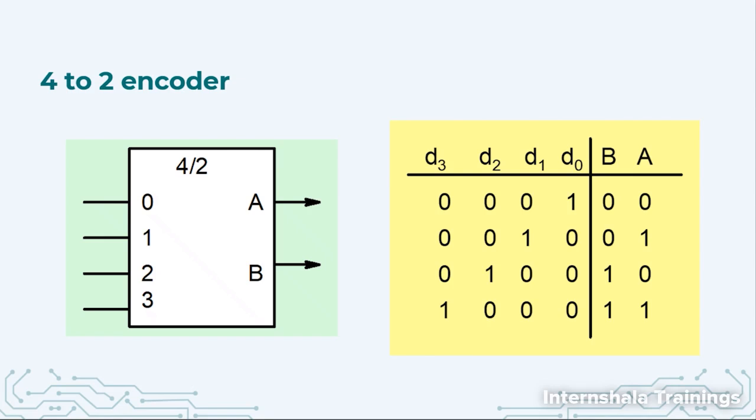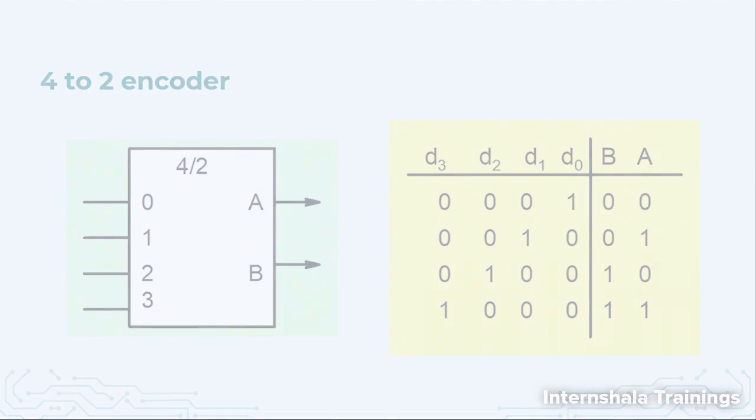So these are encoded into 2 bits, that is B and A. When D0 is 1, we send the message 00. When D1 is 1, we send 01, for D2 10, and for D3 11. This same principle is extended and we have a complete new field called cryptography. We encrypt the messages, we shorten them, and then we again decrypt them and receive them back. So this is the main principle behind cryptography as well.